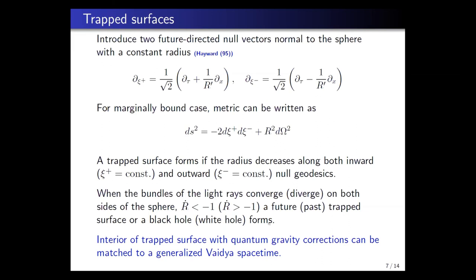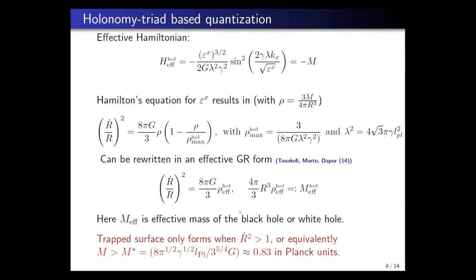Now, this is the interior of this shell. So we have an outermost shell and the dust cloud is inside this shell, and we know when the trapped surface will form or when it won't form, but we also have to match it to the exterior, and one can match this exterior, including the quantum gravity modifications, to a generalized Vaidya spacetime. I'm not going to go into the details of the exterior, but it can be matched to the generalized Vaidya spacetime. Okay, now after I have introduced all these classical aspects, let us come to some quantum aspects, and let us revisit the holonomy triad-based quantization.